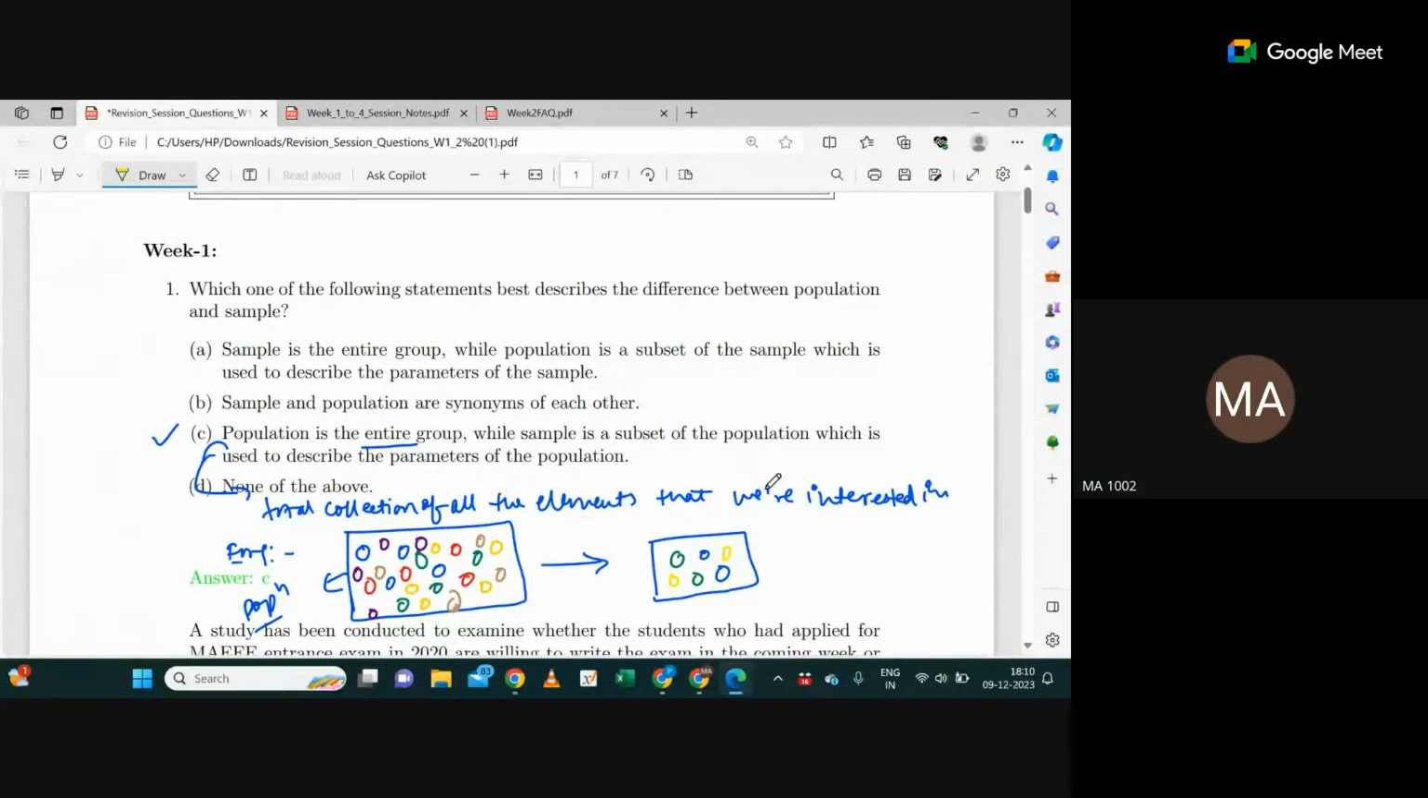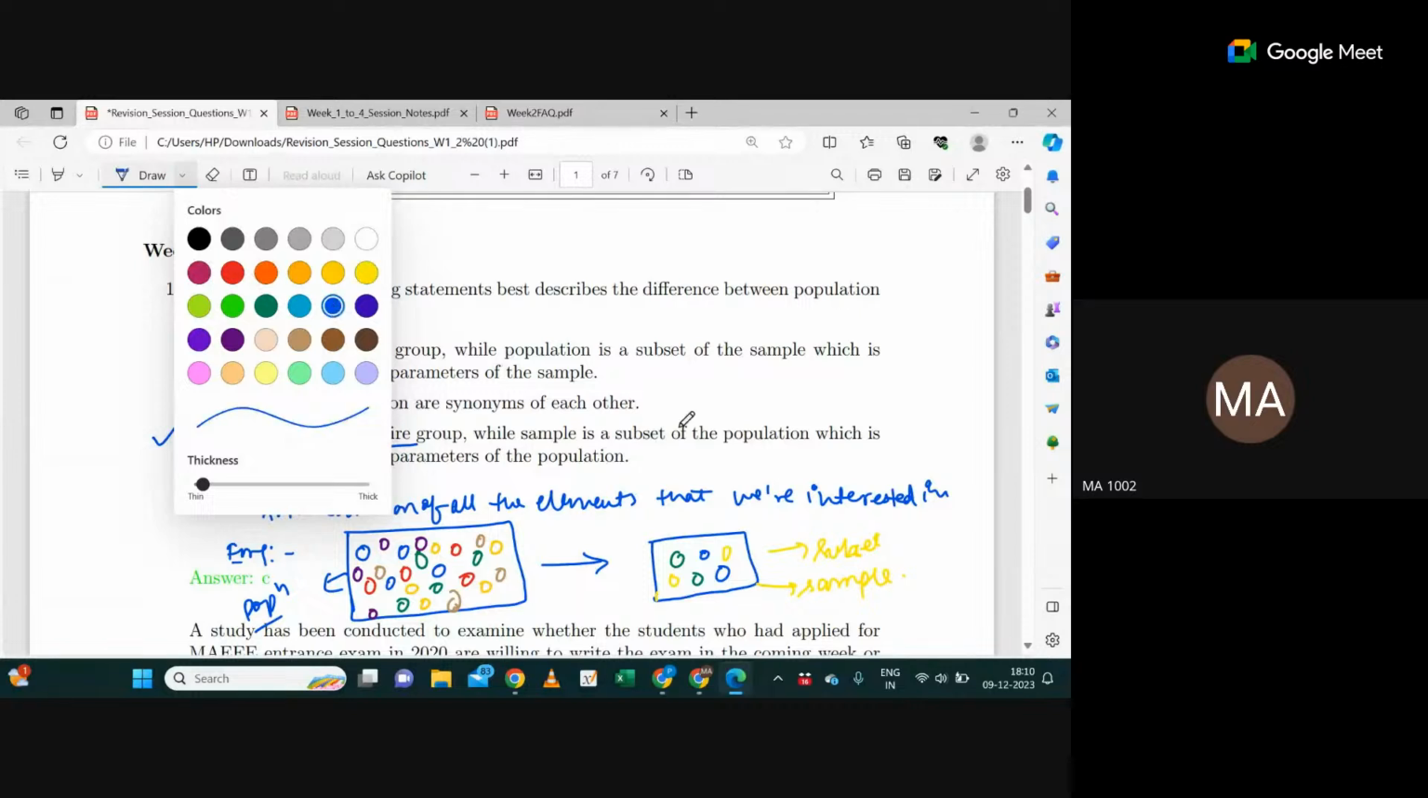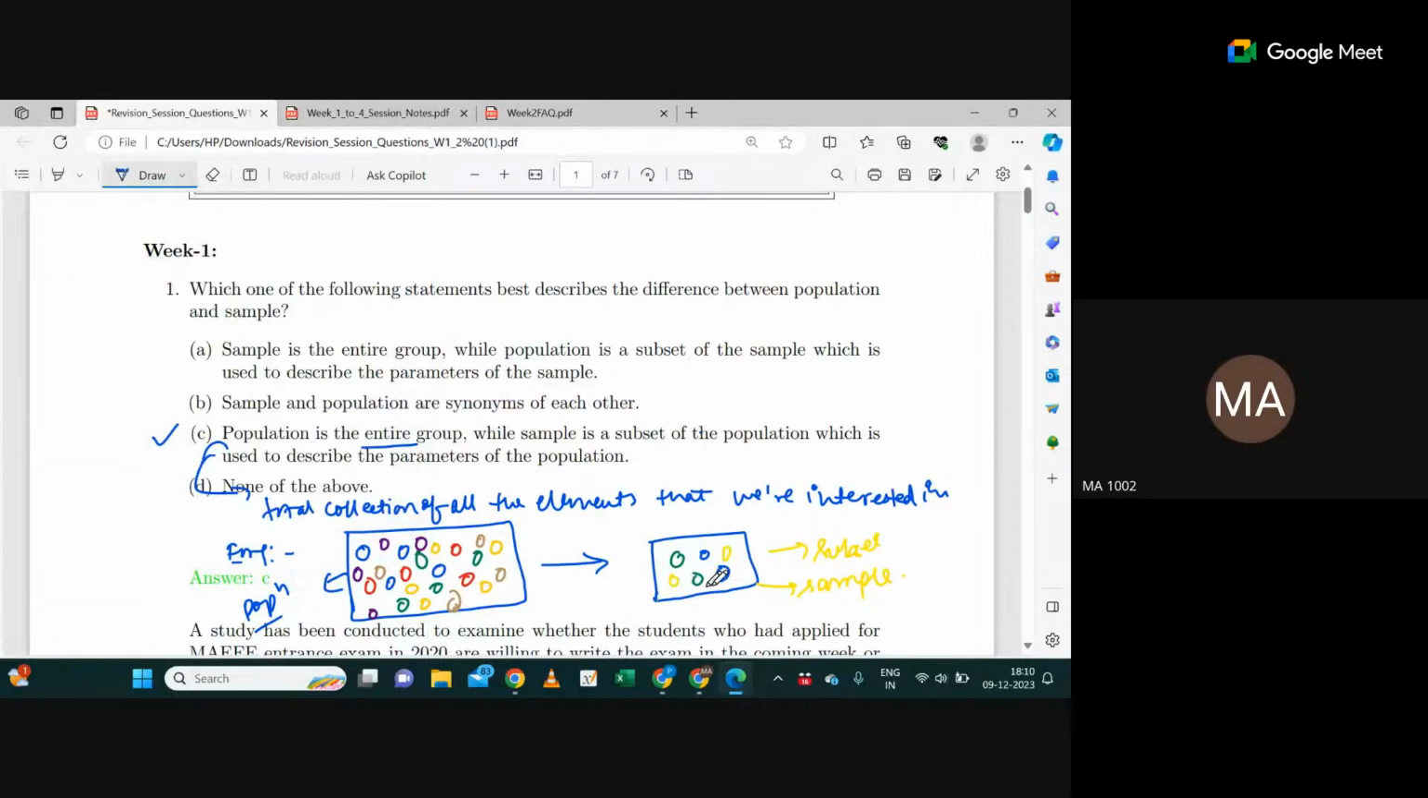So what is this? This is a subset of your population data set, so this will be considered as a sample. Before going further, can you tell me whether this sample is a good representative of my population or not? This subset.